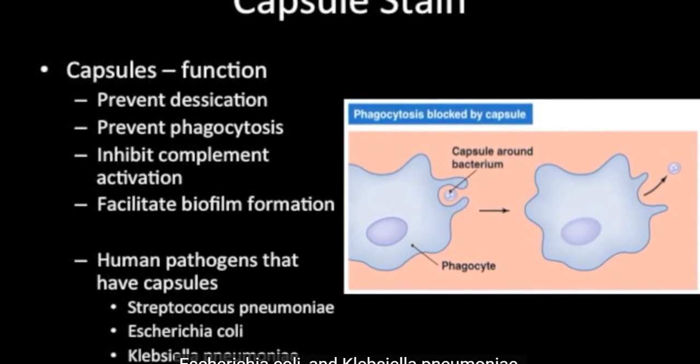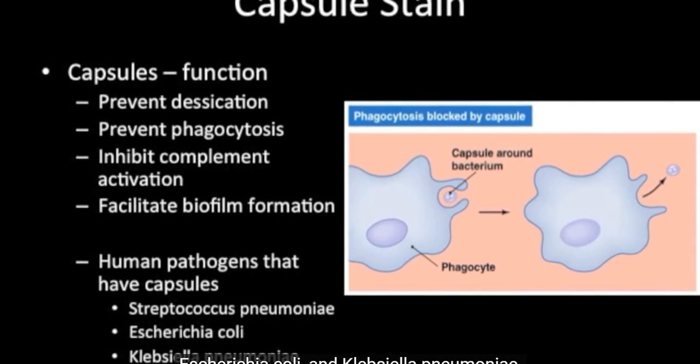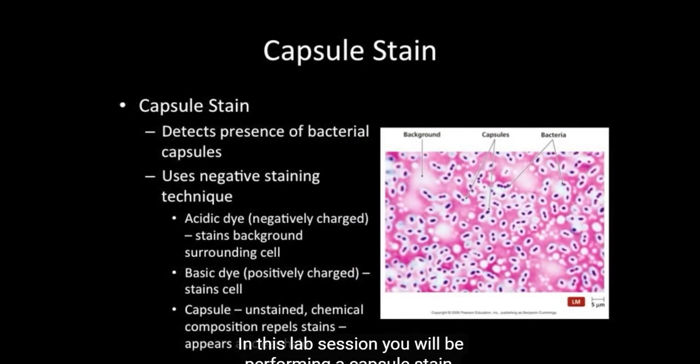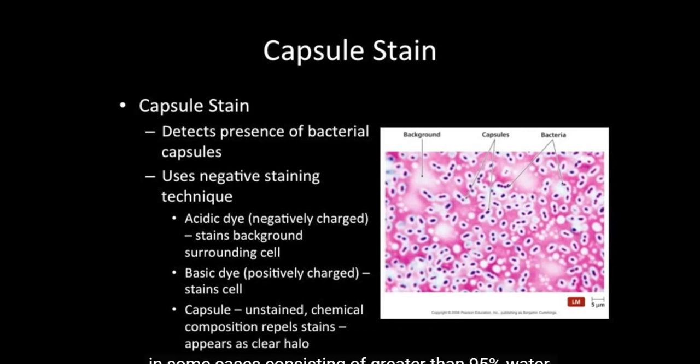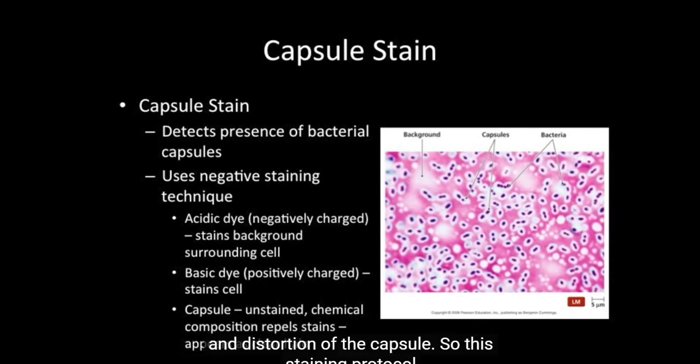In this lab session, you will be performing a capsule stain. The purpose of the capsule stain is to reveal the presence of bacterial capsules. The chemical composition of capsules causes them to repel most stains, so the capsule will not be visualized directly with a stain. Instead, the staining method relies upon revealing the capsule indirectly. The capsule is also a highly hydrated structure, in some cases consisting of greater than 95% water. Therefore, heating the sample would cause shrinkage and distortion of the capsule. So this staining protocol will be different than those you have already performed, because you will not heat fix the sample.